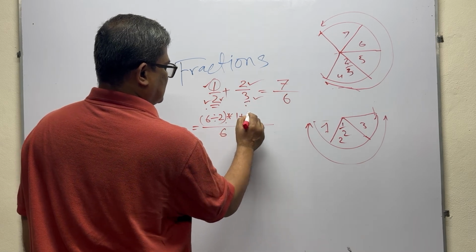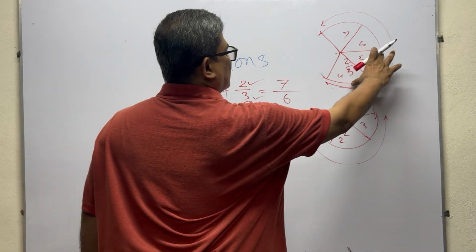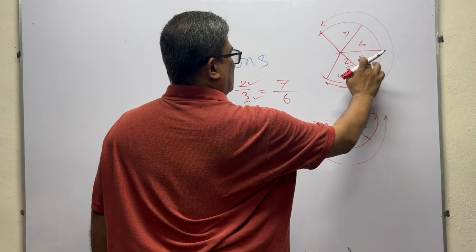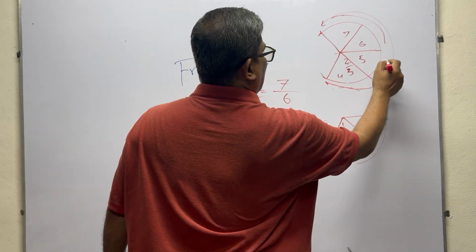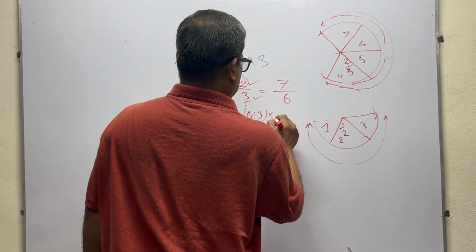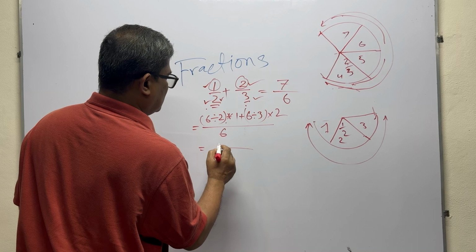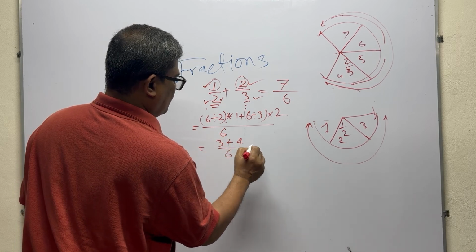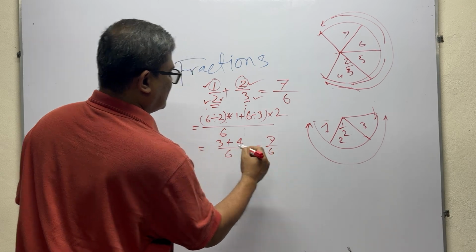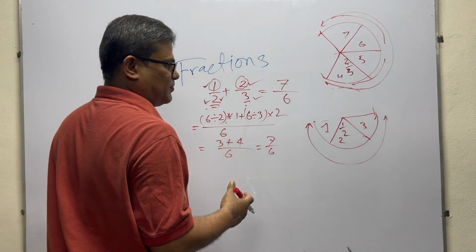Similarly, 6 divided by 3 means 1/3 pizza. We can divide it into 2 pieces. 1, 2. And how many pieces do we have? 1 piece and another piece. 2 pieces. Then 3 plus 4 equals 7 by 6. This is the way we are adding fractions.